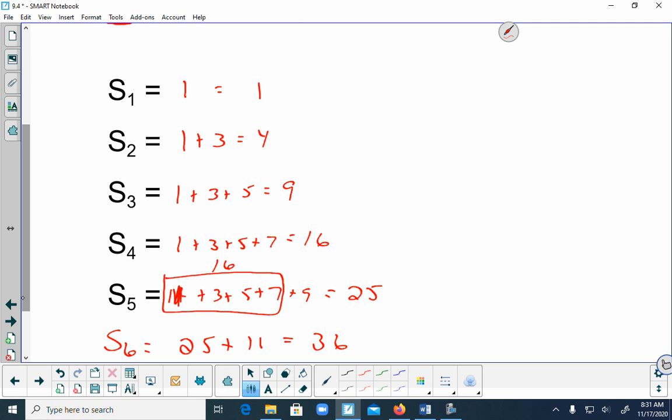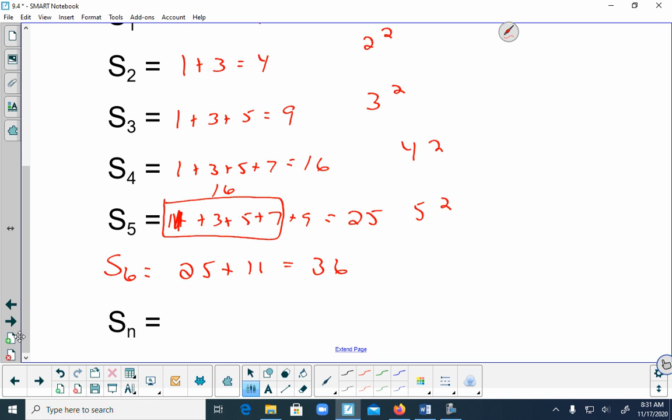Now that I have these all written, I'm trying to come up with a pattern, an instant formula to find the sum. What I notice is that these are all perfect squares: 1, 4, 9, 16, 25, 36. So this is 1 squared, this is 2 squared, 3 squared, 4 squared, and 5 squared. So my formula to find the sum of the first n terms is just whatever that n is, squared. So that is my formula.